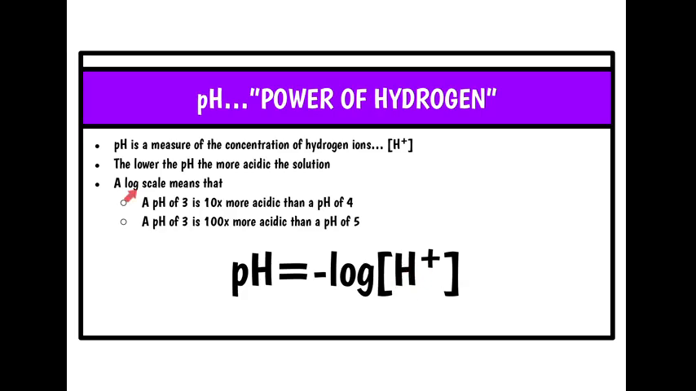And then another thing to think about when we talk about log scales, even though we might just have a difference between 3 and 4 and 3 and 5, a pH of 3 means that it's 10 times more acidic than a pH of 4. And a pH of 3 would then be 100 times more acidic than a pH of 5. So again, just a change of 1, to us we think it's not really substantial, but when we're measuring the concentration of these hydrogen ions, it really does affect the overall concentration.